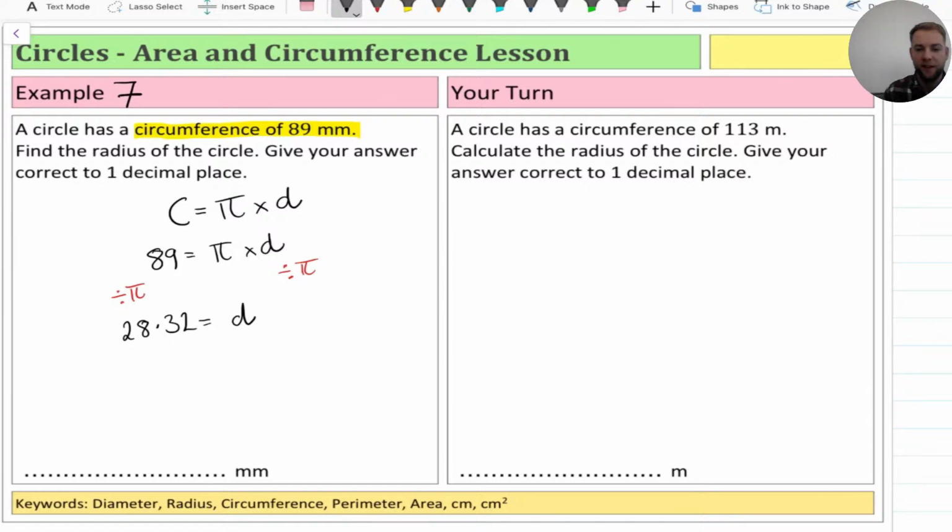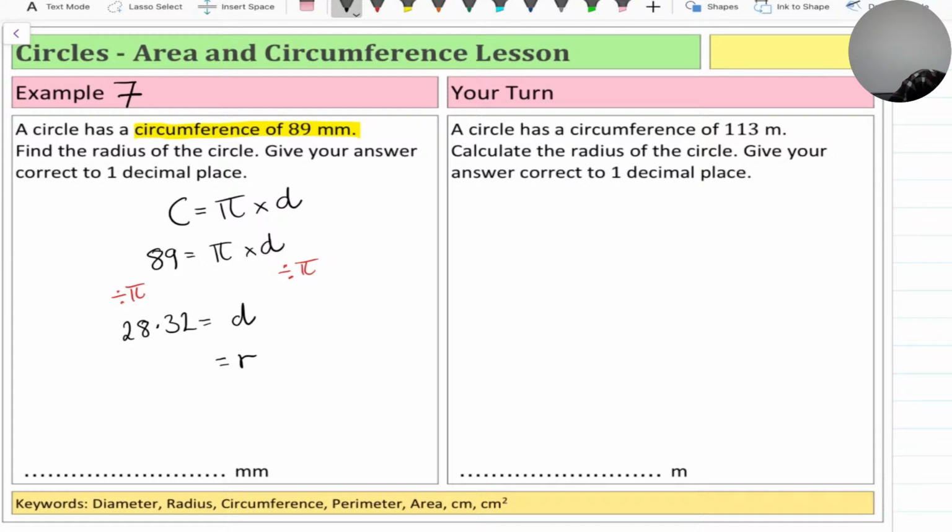Now, why have I not finished there? What you're asking for is to find the radius. Yeah, and so how do I find the radius of this one? If I know what the diameter is, you need to divide by 2, yeah.